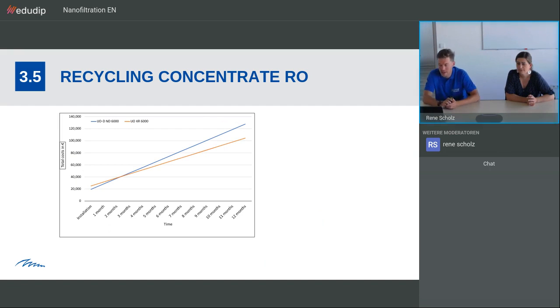We have a question: can you repeat what UOND and UOKR mean? It's actually a German indication. UO is for Umkehrosmose, which means reverse osmosis in German, and ND stands for Niederdruck, which means low pressure in English. So it's reverse osmosis low pressure, and UO again reverse osmosis, KR for Konzentratrückführung, which means concentrate recirculation in English. So it's not as intuitive in English as it is in German, unfortunately.